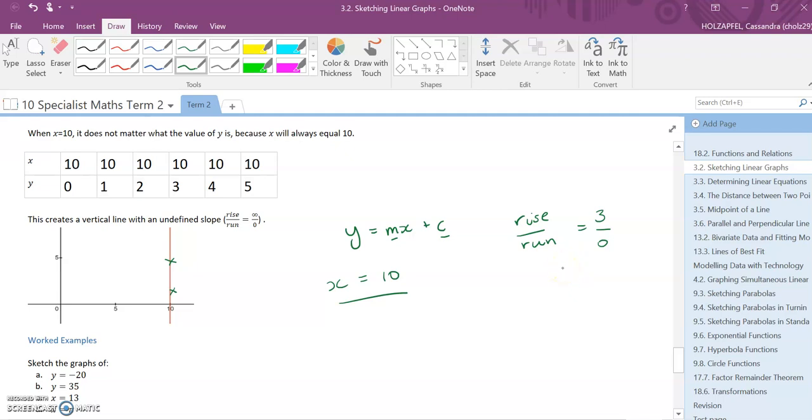So these are really simple lines to draw. So you just got to remember, it's kind of counterintuitive. y equals a number is always going to be a horizontal line and x equals a number is always going to be a vertical line.